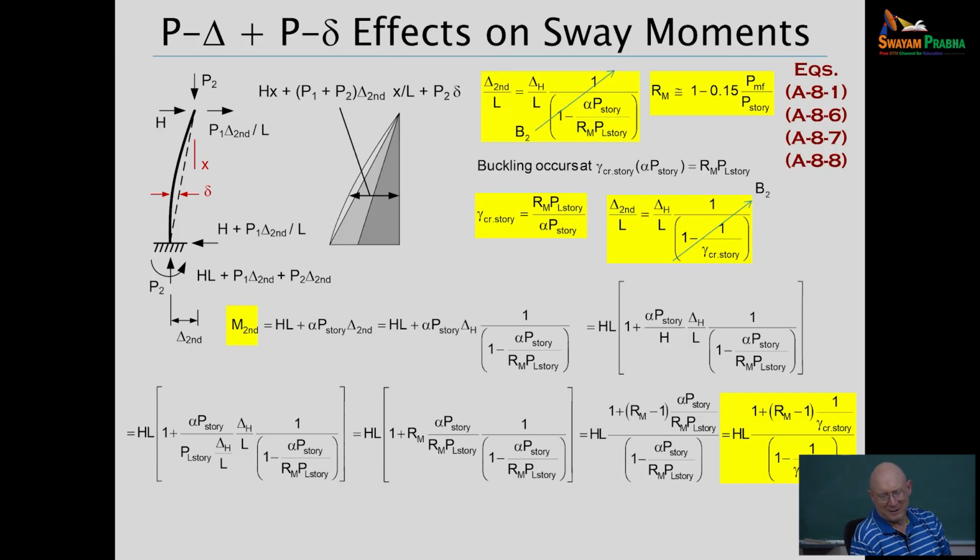Now, okay, if we look at what's going on with that, again, notice RM is generally less than 1, and so RM minus 1, like the psi factor yesterday, will be a negative number multiplied by 1 over gamma story. So the amplification on the moment is typically going to be smaller than the amplification on the side sway displacements.